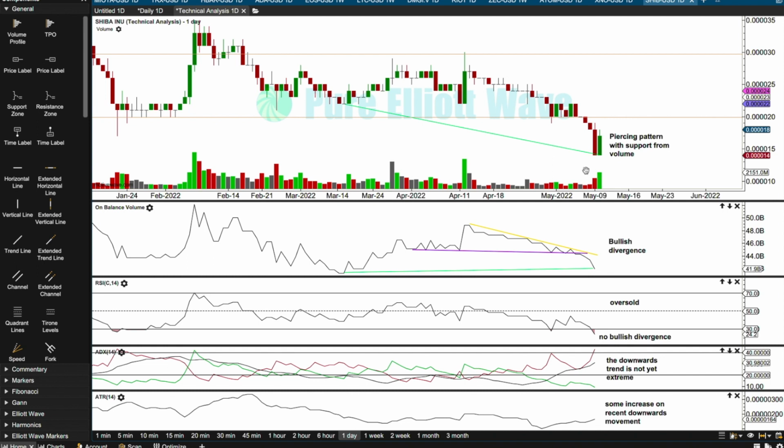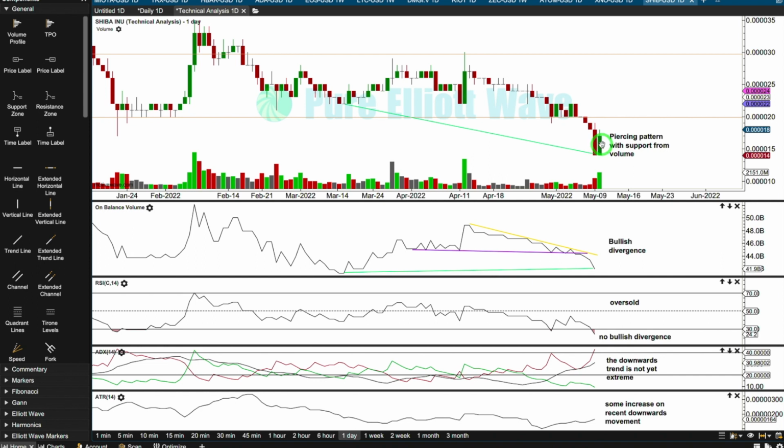Possibly, but we have seen, here's another bullish candlestick pattern that also had support from volume. Another one here which also had support from volume, and yet price kept falling. So on its own, this bullish candlestick pattern with support from volume is not enough on its own to call for a sustainable low. And it's not the strongest bullish candlestick pattern either.